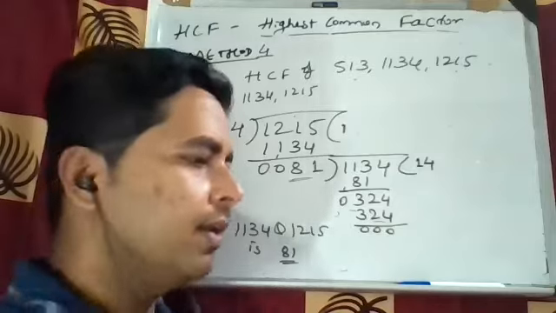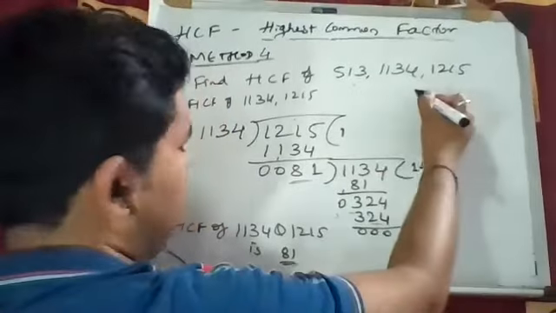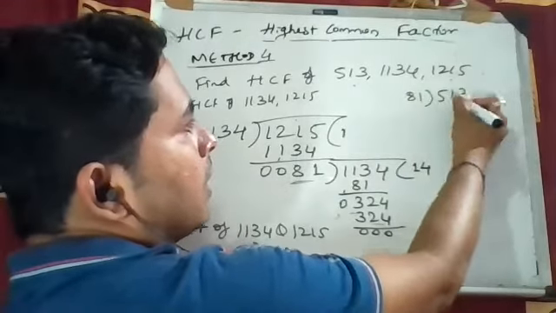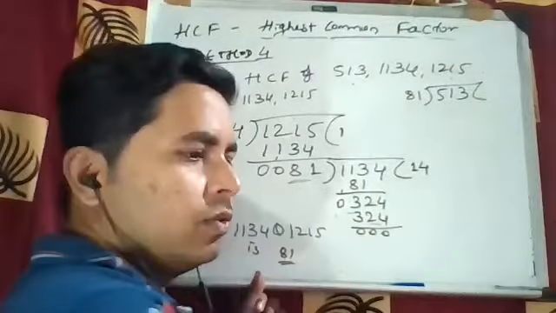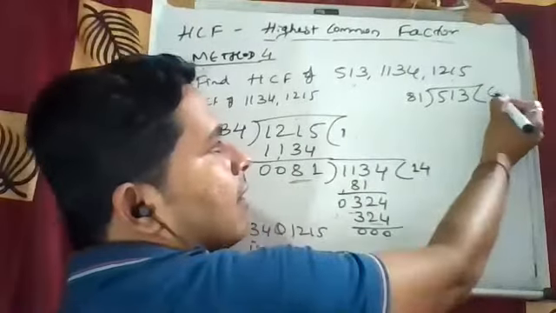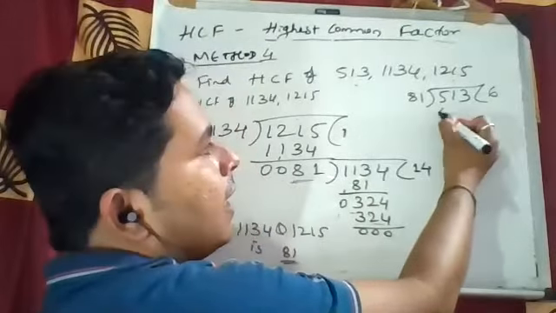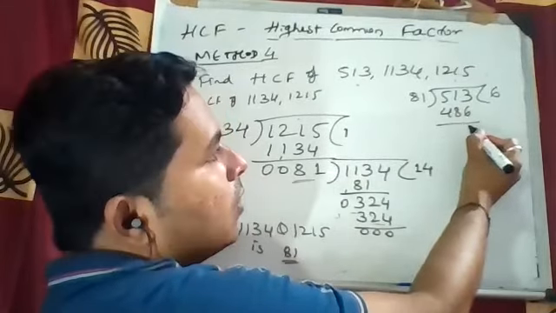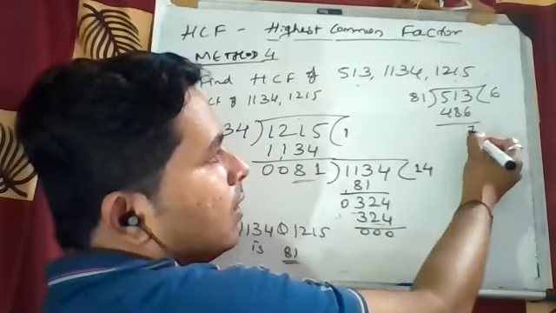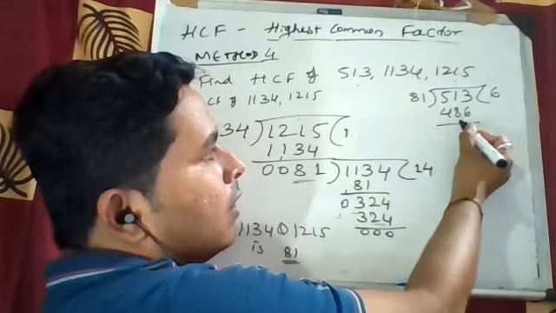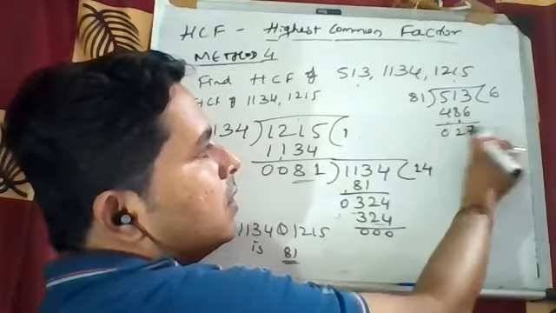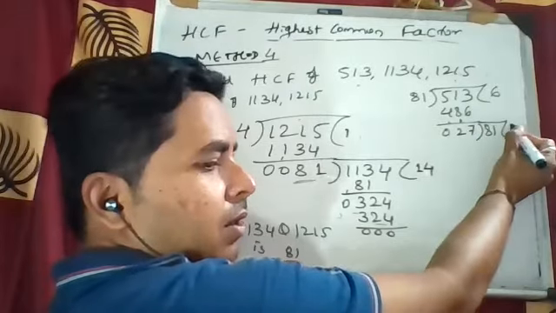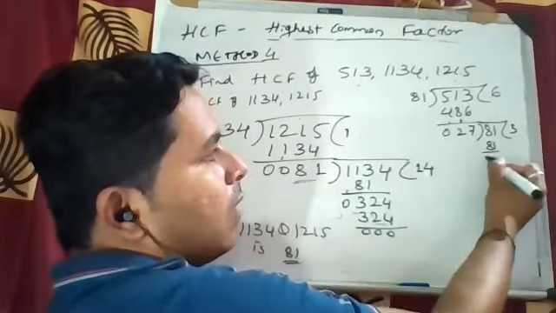So how to do it? Take a difference. I will do here 81 by 513. Okay, so 81 times 6 is what? It is 486. Okay, so when we divide it, what will happen? Here 13, here what will it be? This is 2, and this is 0. And here 81, 81, 3. So here you got a remainder 0.